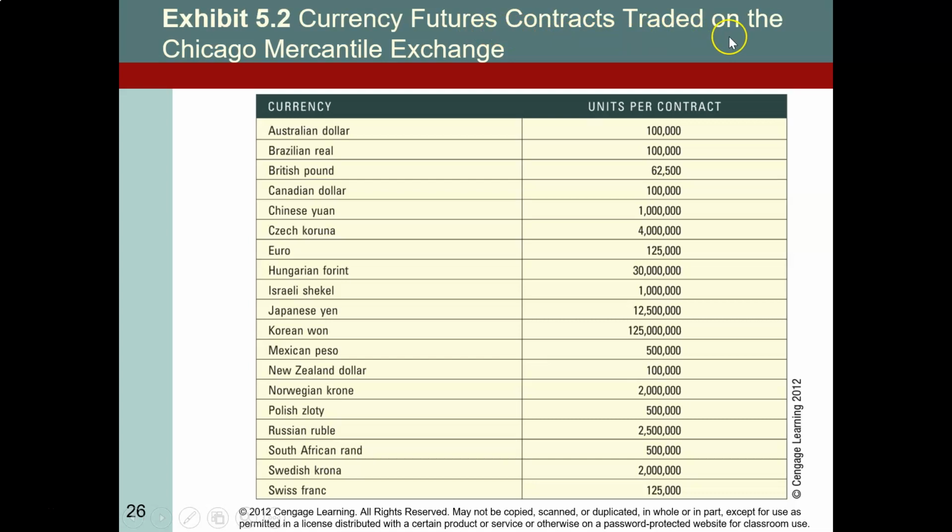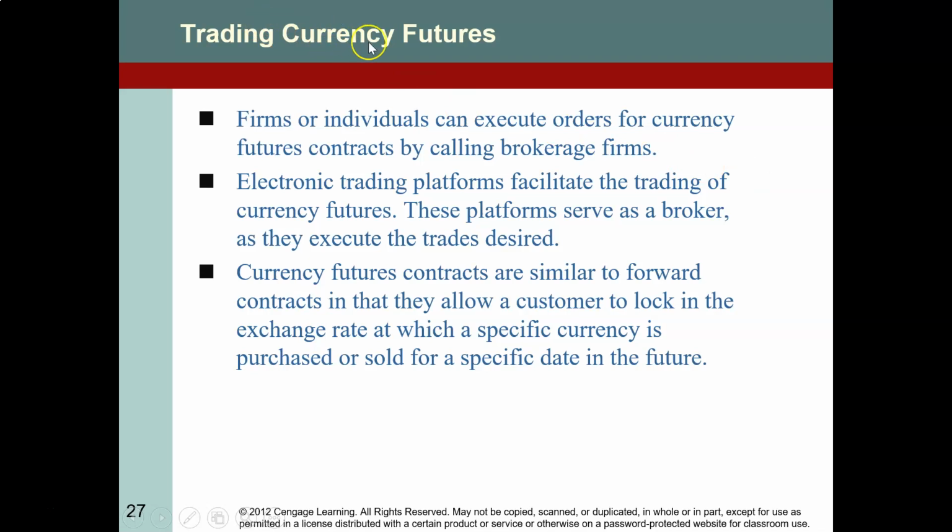Currency futures contracts are traded on the Chicago Mercantile Exchange. Here is a standardized contract for each currency, and we have standardized units per contract. Trading currency futures: firms or individuals can execute orders for currency futures contracts by calling brokerage firms. Electronic trading platforms facilitate the trading of currency futures. These platforms serve as a broker as they execute the trades desired.